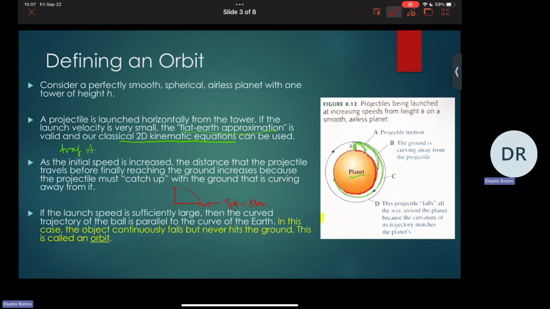Now, in the special case where the launch speed is very large, the curved trajectory of the ball is parallel to the curve of the Earth. You can see here with trajectory D, it runs exactly parallel with the Earth. So in this case, the object continuously falls, but never hits the ground. And this is actually the definition of an orbit. So literally you can say this ball is so dumb that it tried to fall and missed the Earth, because that's literally what is happening right now. That's the definition of an orbit.